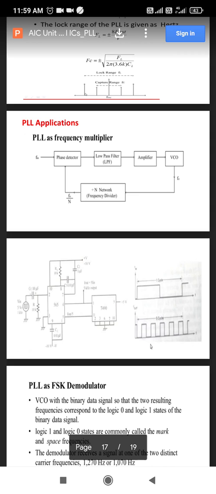So the PLL, what it will do, if you are using it as a frequency multiplier, by taking one reference signal, it will generate the multiple frequencies. So some multiplication factor will be multiplied with input F in.